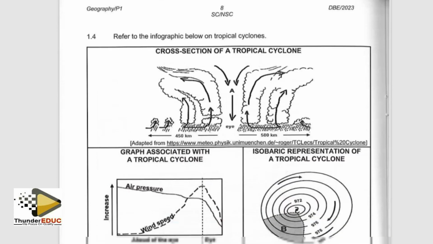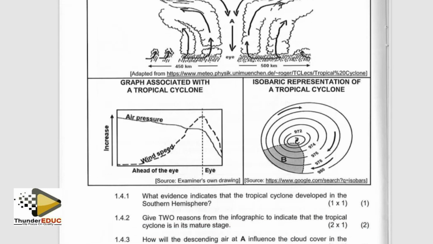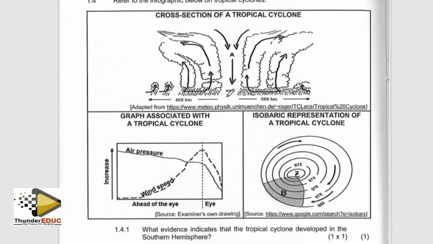Okay, we go to 1.4. 1.4 is an infographic showing the tropical cyclone. When you look at the diagram here, it clearly indicates that this is the center, which is the eye. Here are the eye walls, and you can see the cumulonimbus clouds on the sides. Here air is rising, here air is descending. You can see the kilometers away from the center.